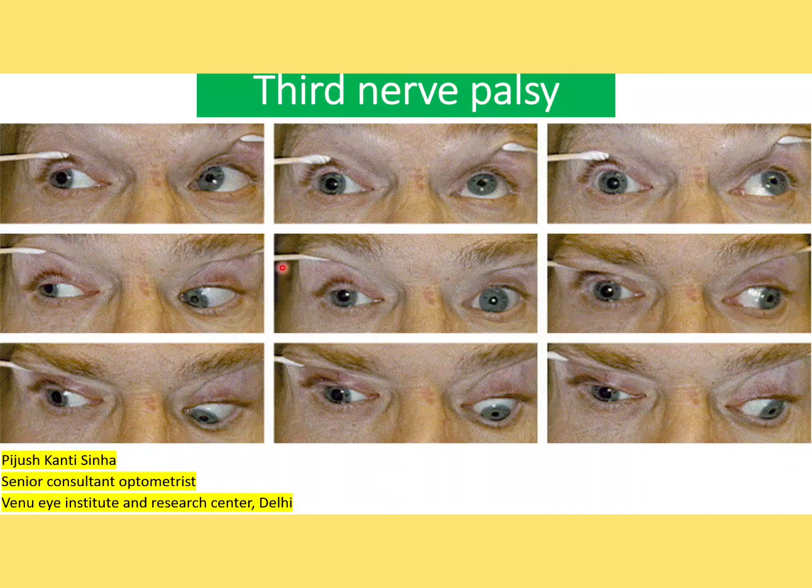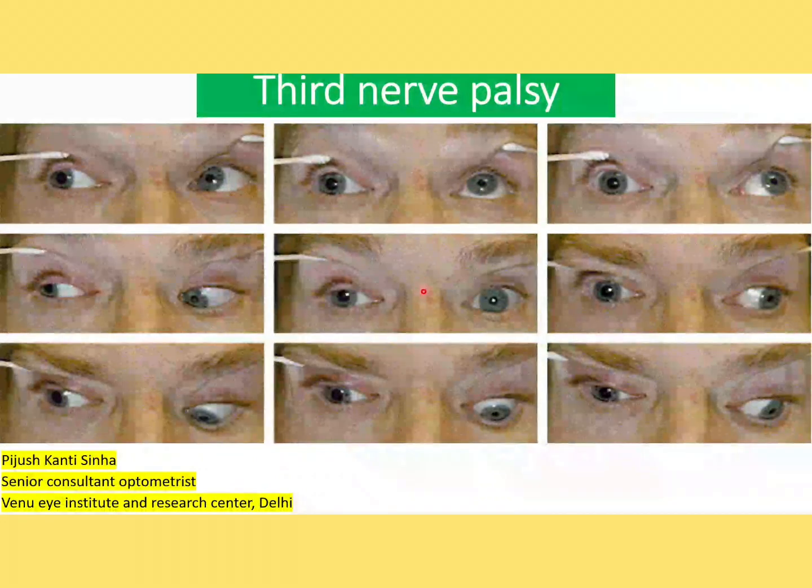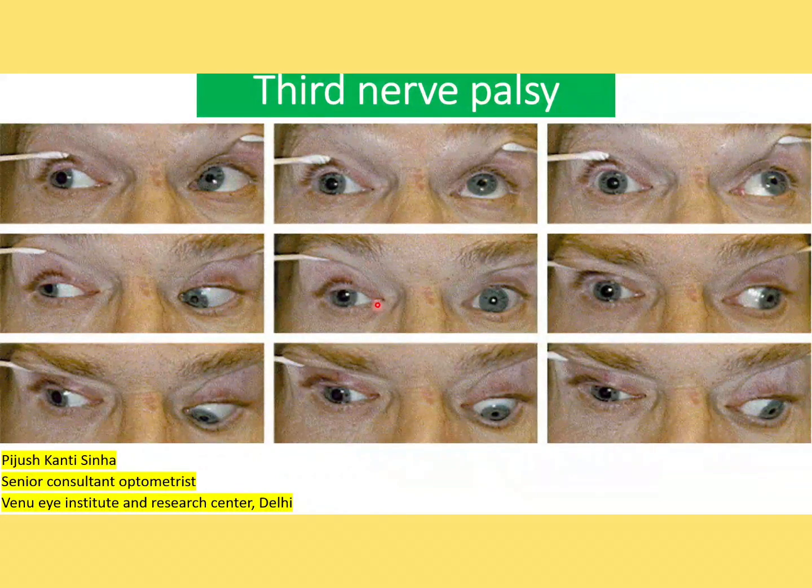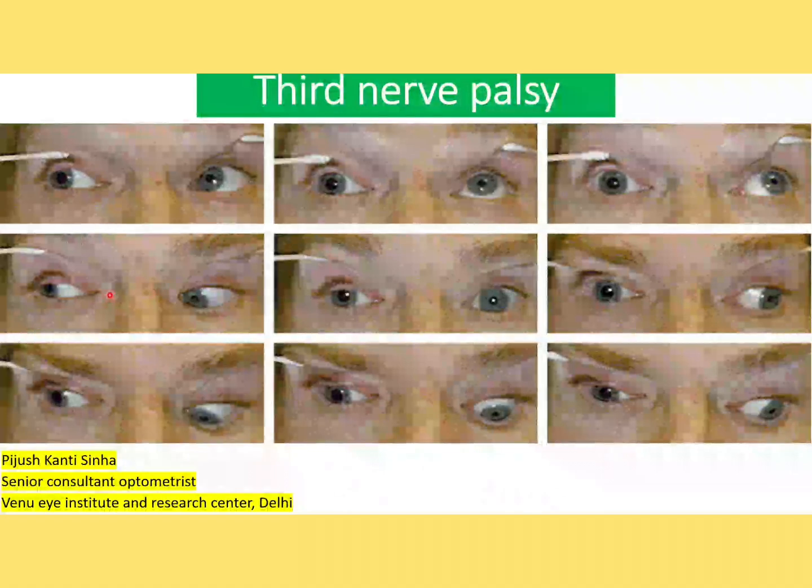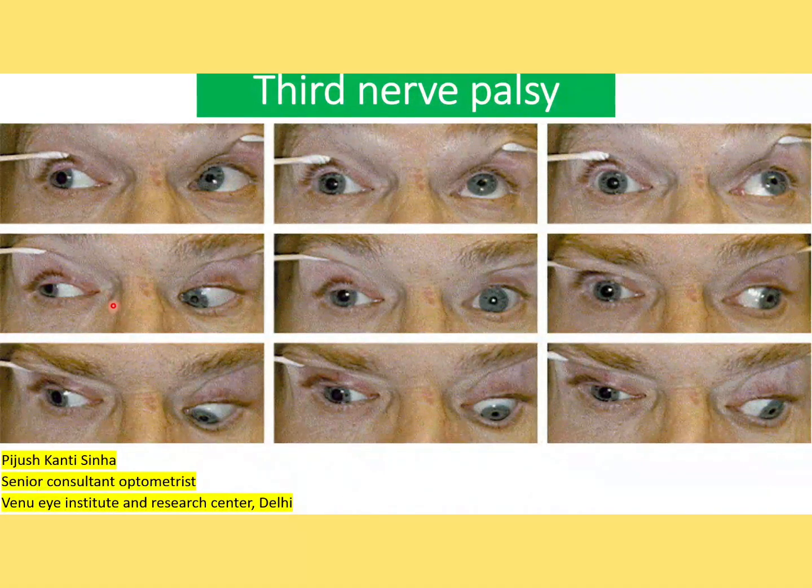So here in this introduction slide, you can see that this person, in the primary position, has the right eye in an extreme manner. We are seeing exotropia, and also when he moves his eyes to dextroversion, both eyes move in that direction. But when he tries to move the eyes in levoversion, this eye is not moving to the nasal side, but this eye is moving.